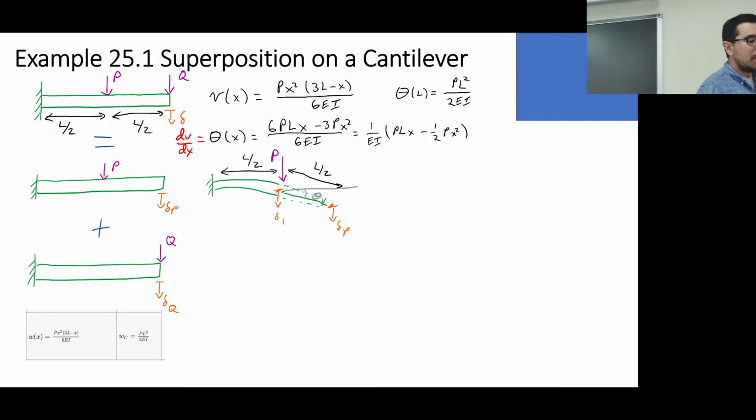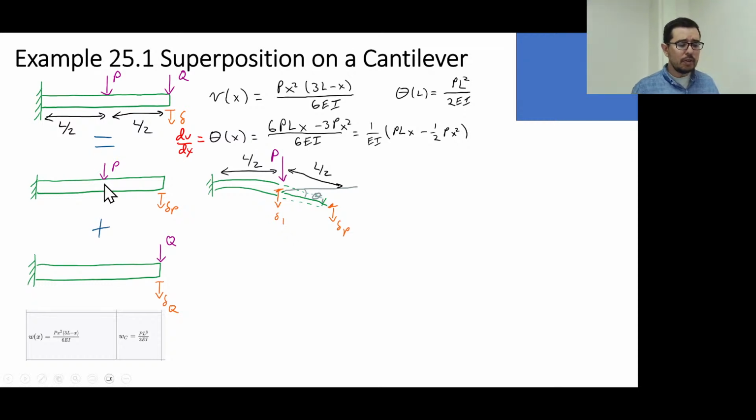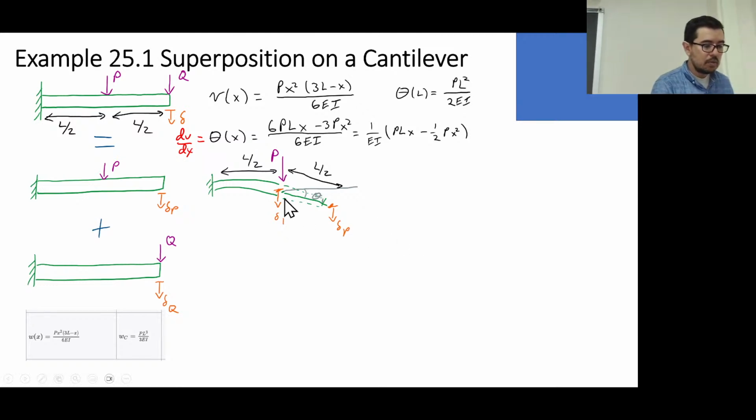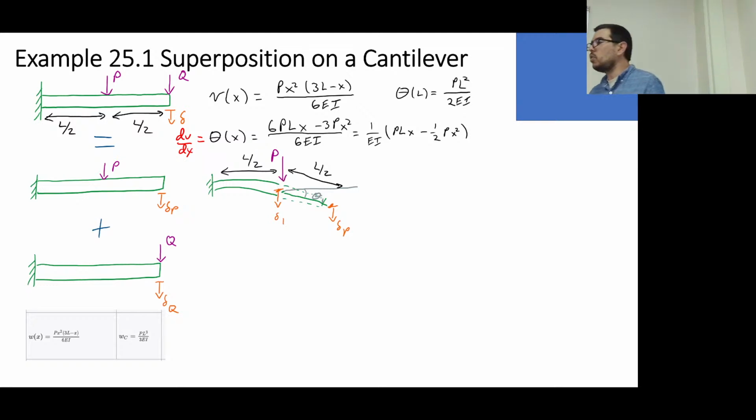So that means we need to figure out what the slope is here, so that we can figure out how much further down it's extended on that side. If I know the angle here, and I know how long it is, which I do, it's L over 2, then I can think of that as a hypotenuse. I can figure out how much further this delta P is from, let's call this delta 1, where P is. So how do you figure out the slope?